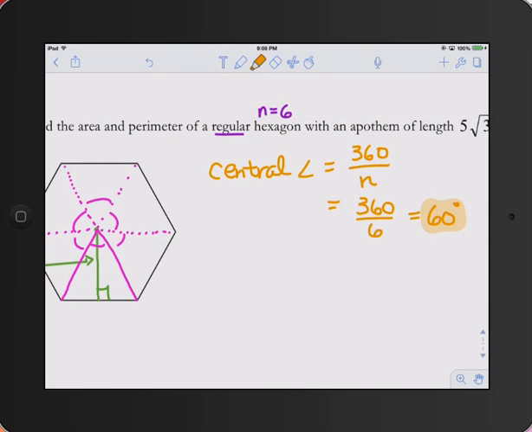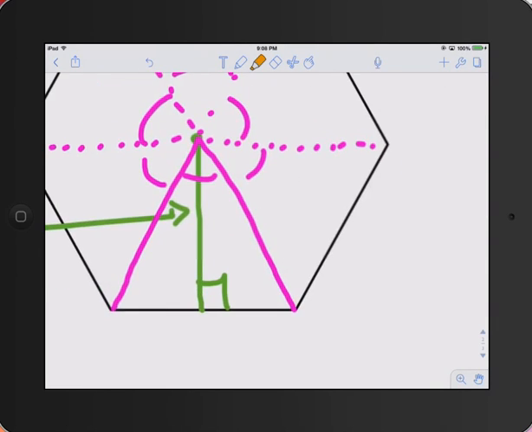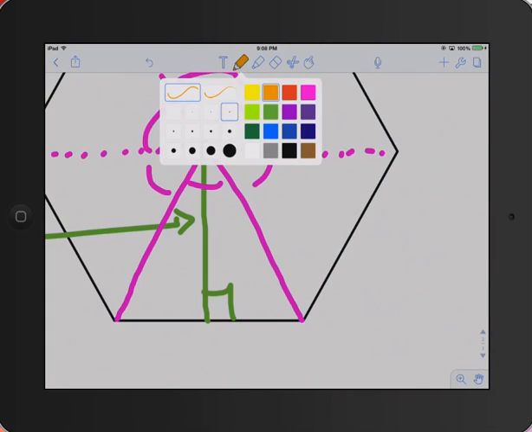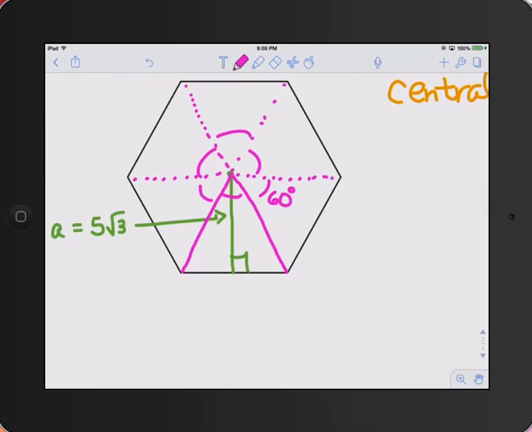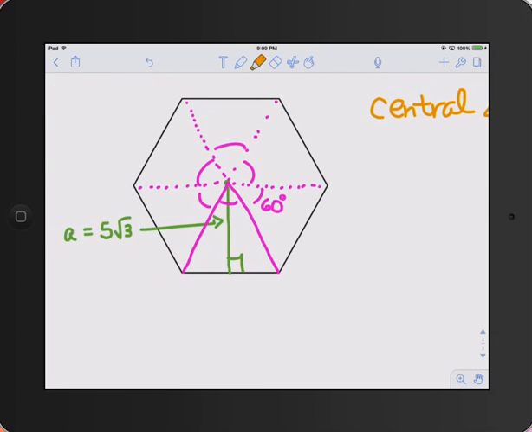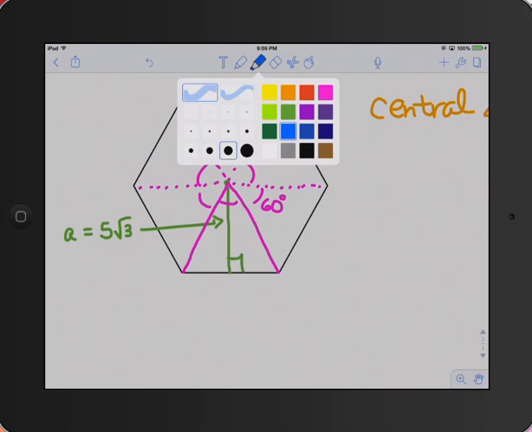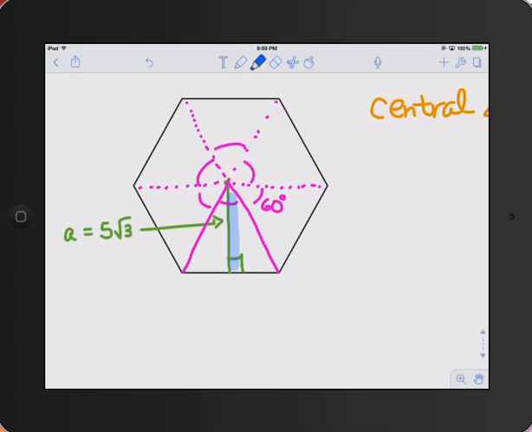Now that means that here we have each of these pink angles is 60 degrees. Okay, so when we drop in our apothem, this little triangle right here is the triangle that you want to be focusing on.